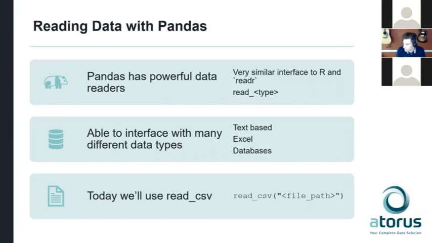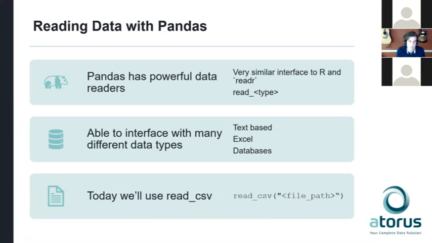So it's got a very powerful data reader that can read a lot of different stuff. So basically read underscore thing, file type, is kind of how it's going to look. You can look at the documentation on their website, but today we're going to be using read_csv because we're going to be reading a CSV document, but it'll read all sorts of different data types. And it's very similar to the readr interface in R.